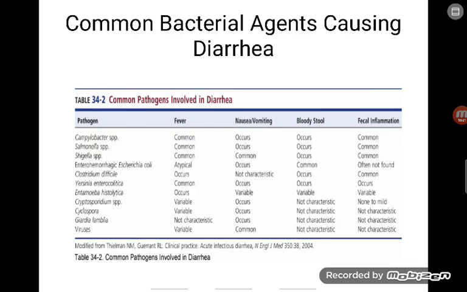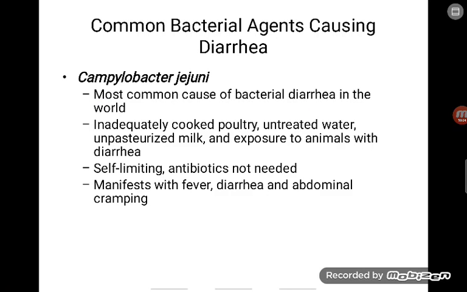You can see the first bacteria we discuss here is Campylobacter jejuni, which is the most common cause of bacterial diarrhea in the world, transmitted through inadequately cooked poultry, untreated water, unpasteurized milk, and exposure to animals with diarrhea. The diarrhea caused by Campylobacter jejuni is usually self-limited, so antibiotics need not be used. The main manifestations include fever, diarrhea, and abdominal cramps.